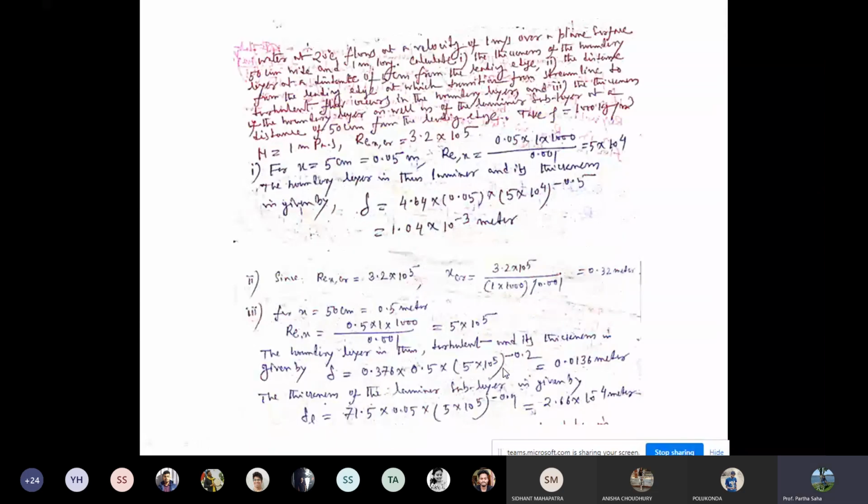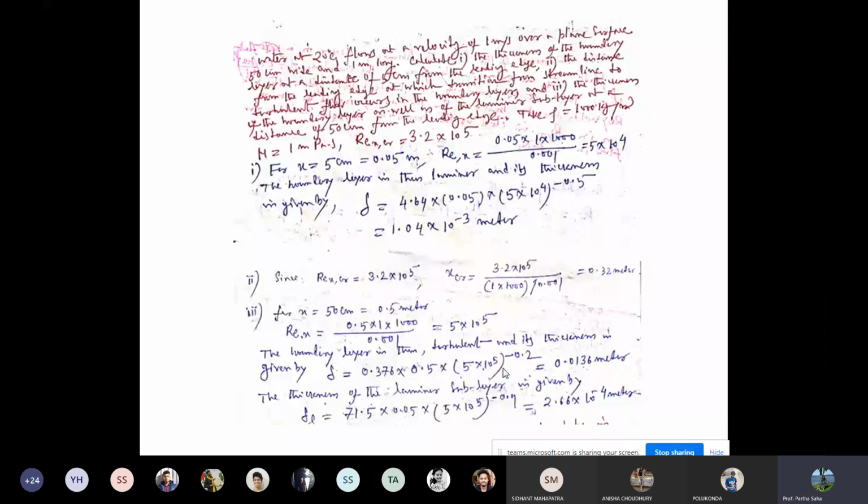Another problem. Water at 10 degrees C flows at a velocity of 1 meter per second over a flat surface, 50 centimeter wide and 1 meter long. Calculate the thickness of the boundary layer at a distance of 5 centimeter from the leading edge. Then number 2, the distance from the leading edge at which transition from streamline to turbulent flow occurs in the boundary layer. And number 3, the thickness of the boundary layer as well as of the laminar sublayer at a distance of 50 centimeter from the leading edge.